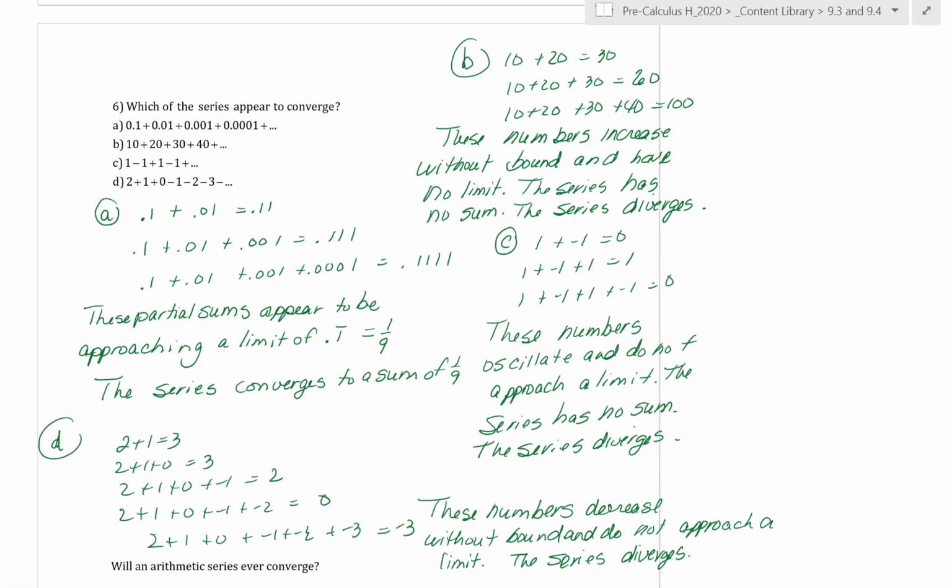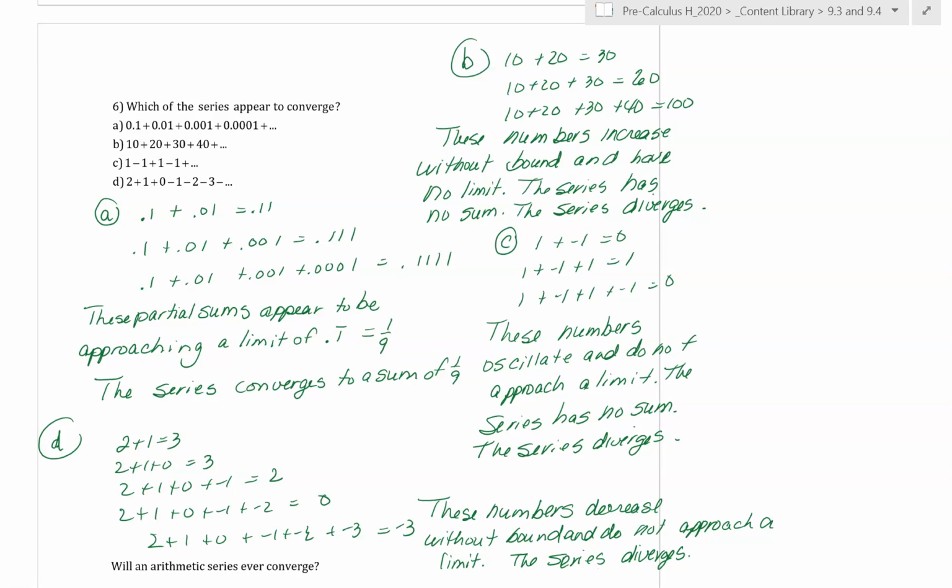So for part D, notice we had partial sums. We had 3, then 2, then 0, then -3. Notice if you kept going, you would be adding more negative numbers. You would end up with numbers that decrease without bound, do not approach a limit, so this series diverges.